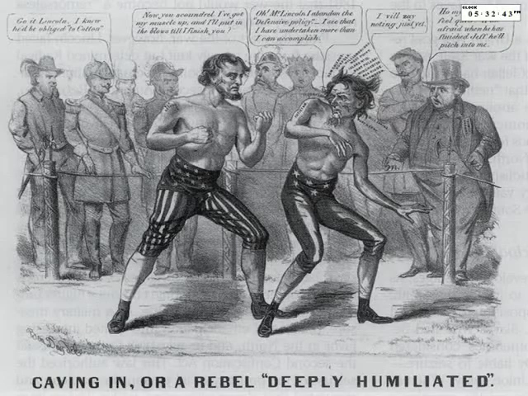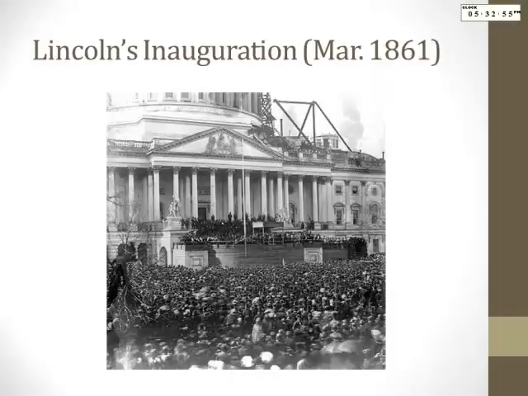Don't worry about Lincoln's inauguration. Really, the only battle you guys need to know is Fort Sumter. Again, most of the stuff is just filler. You should know about troops.